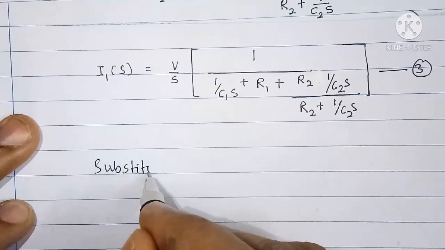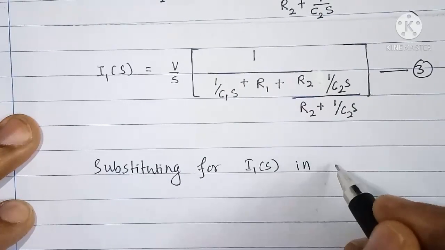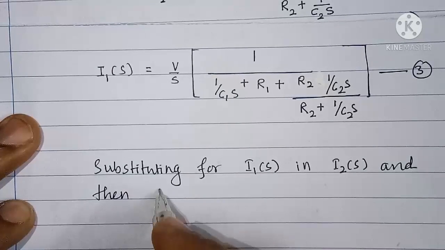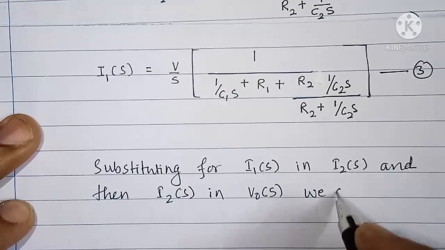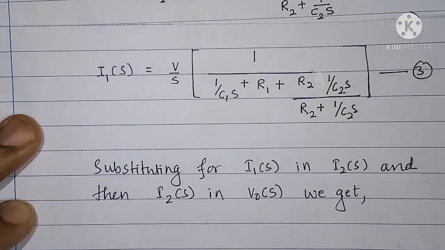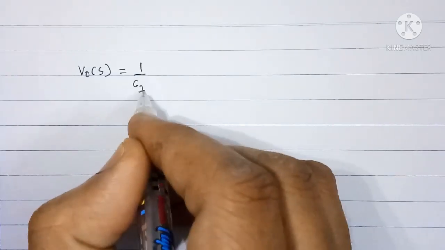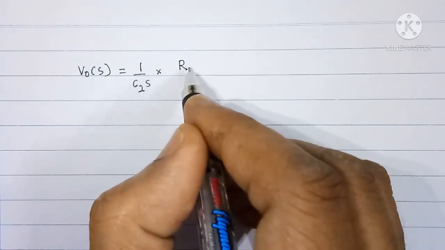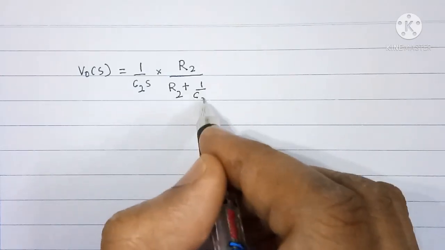Substituting for I1 of S in I2 of S, and then I2 of S in V naught of S, we get V naught of S equal to 1 by C2S into R2 divided by R2 plus 1 by C2S.